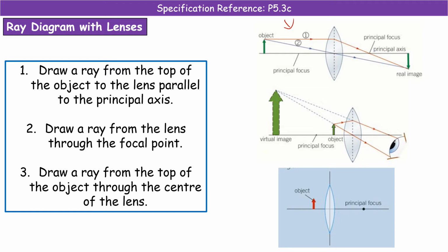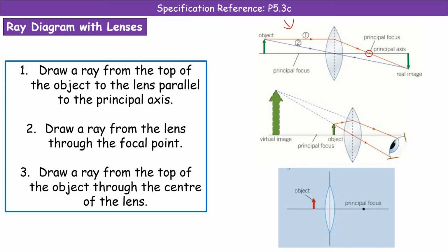Once we've done that, what we're going to do is draw a ray that goes from the lens through the focal point. So what we do then is we take that one down through the principal focus, which is going to be marked on your diagram, and you just extend that line further down to where we're uncertain at this point in time.